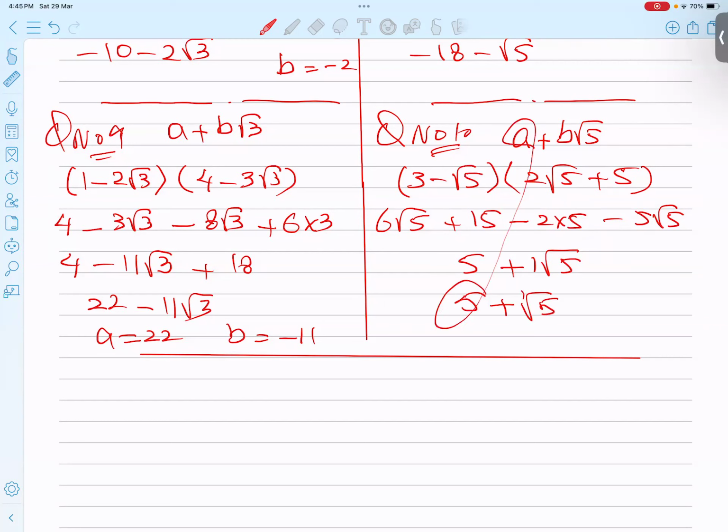So there's an a value and there's no number. I mean, 1 is the b value. And it means the a value is 5 and the b value is 1. I believe you got the point very clear.